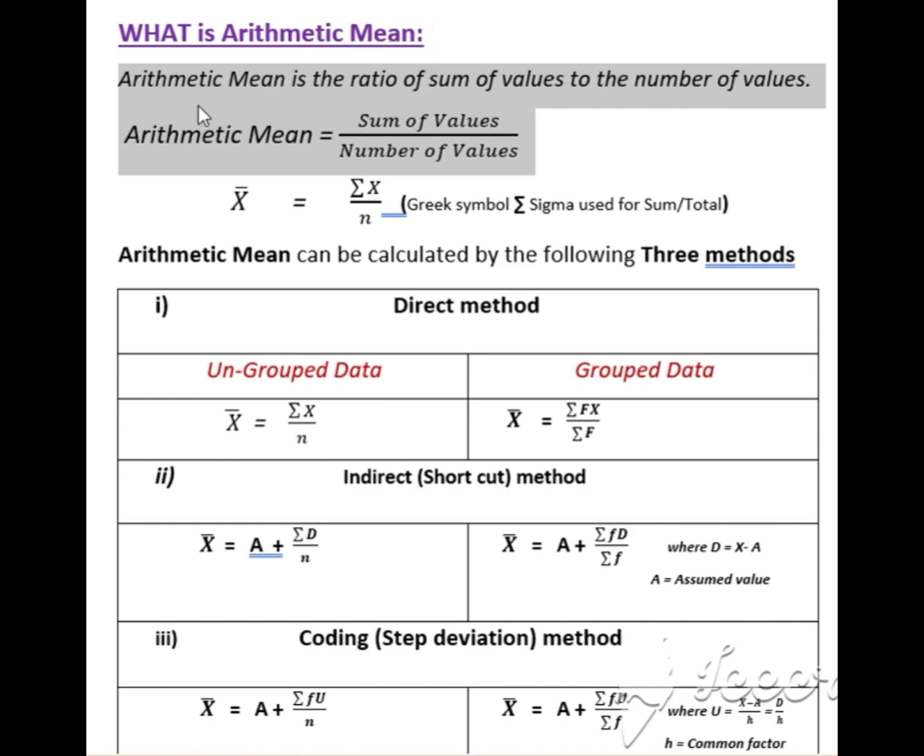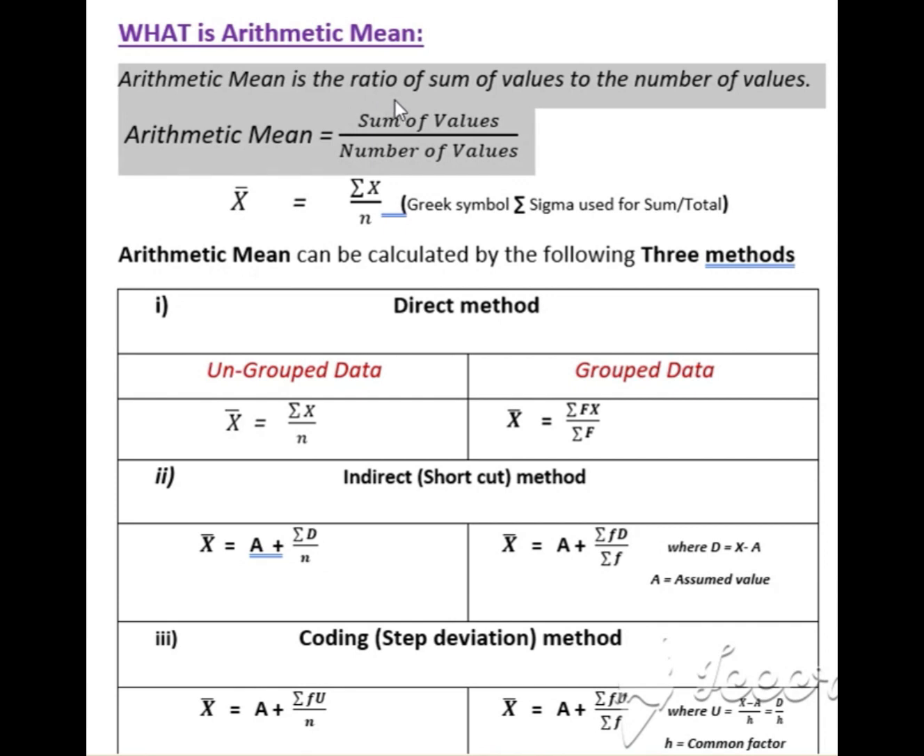This is the basic definition of arithmetic mean. Arithmetic mean is the ratio of the sum of values to the number of values. A ratio means when one number is divided by another. For example, A divided by B is called a ratio. So arithmetic mean is a kind of ratio.